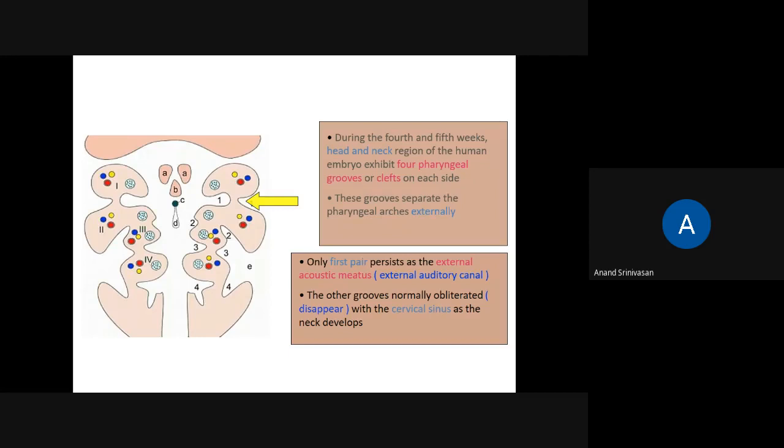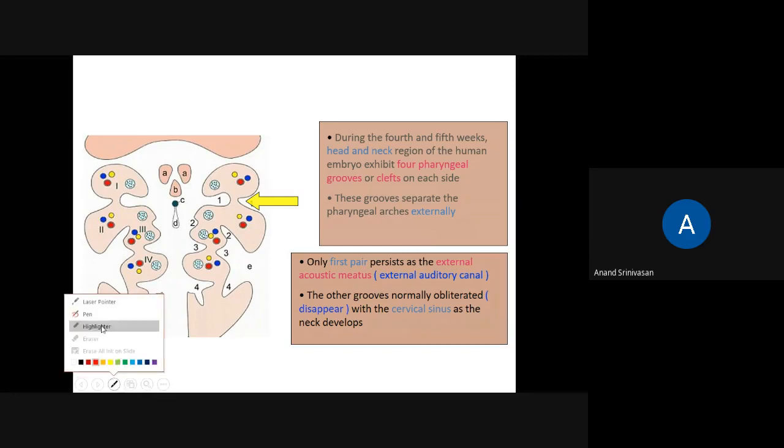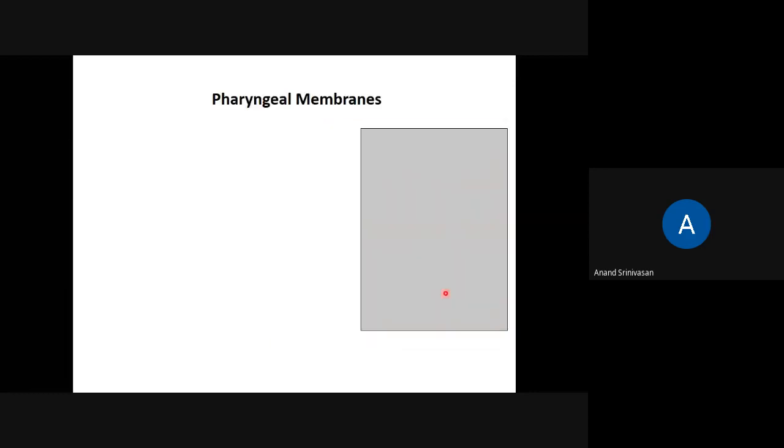The first pharyngeal groove is the only one which is persisting, whereas the other pharyngeal grooves, 2, 3, 4, disappear because of the extension from the second to the sixth pharyngeal arches. Only the first pharyngeal groove remains, and that is the one which leads on to the external acoustic meatus, the external auditory canal.